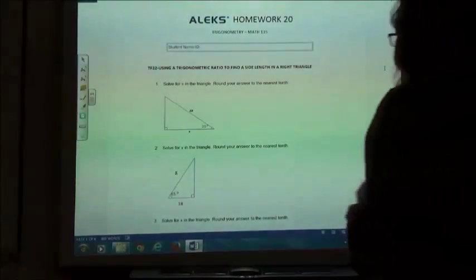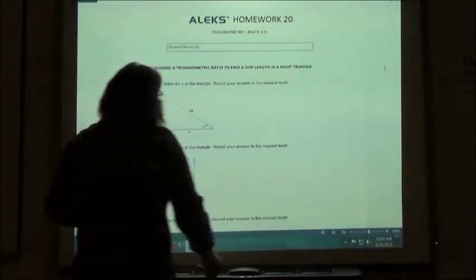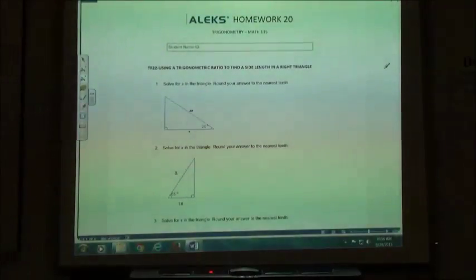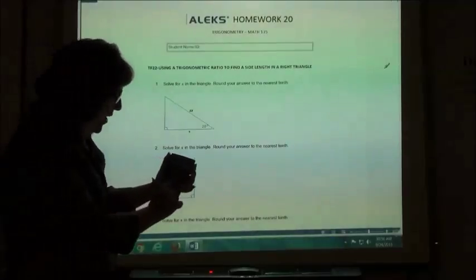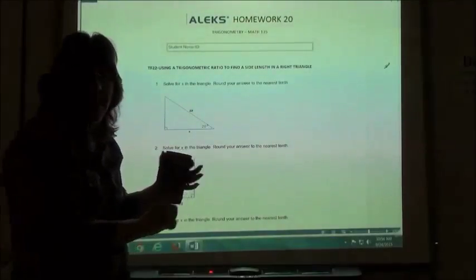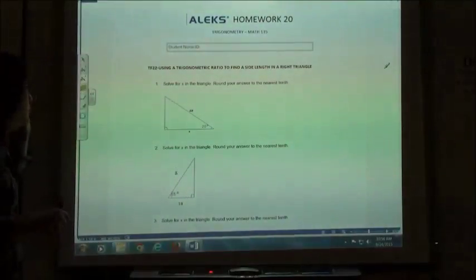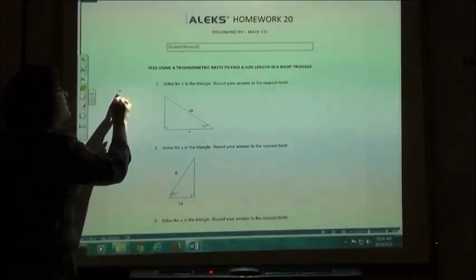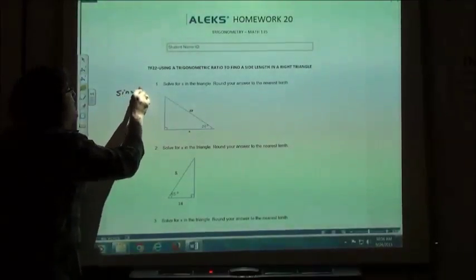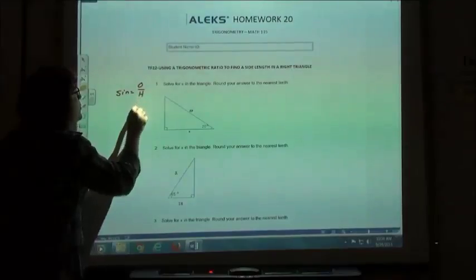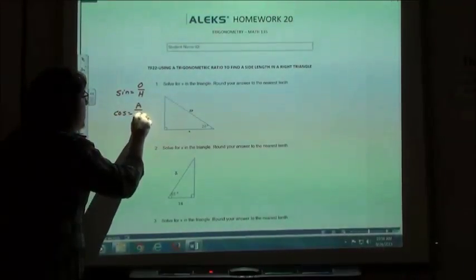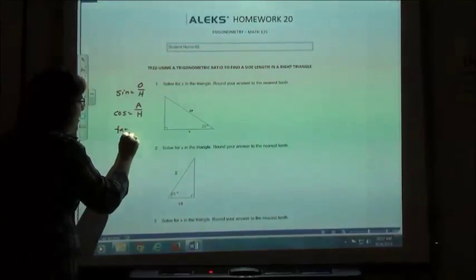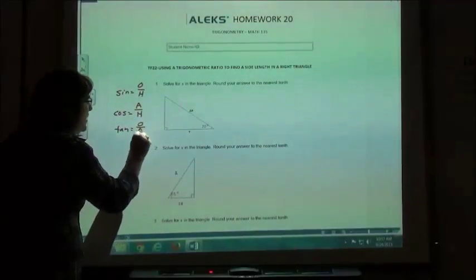On homework 20, we're going to start out by using a trigonometric ratio to find the side length in a right triangle. And we're actually going to use our calculators because we've got the sine, the cosine, and the tangent. So we want to think about our trigonometric ratios for those. The sine, we said, is the opposite over the hypotenuse. The cosine is the adjacent side over the hypotenuse. And the tangent is the opposite over the adjacent.